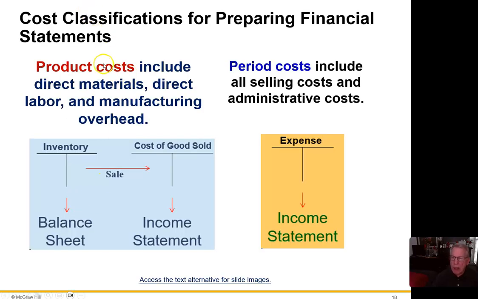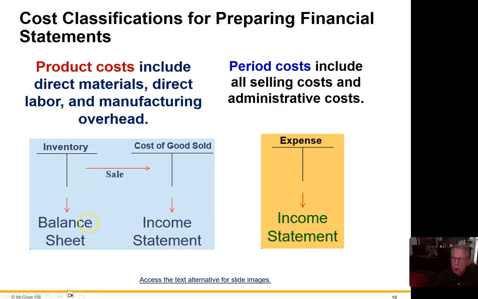So, product costs. Those are going to include direct materials, direct labor, and manufacturing overhead. Period costs will include all the selling and G&A administrative costs.